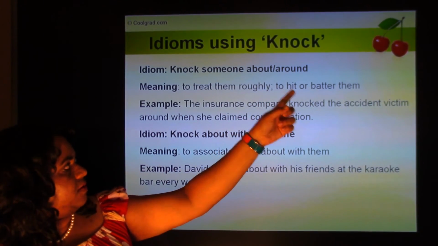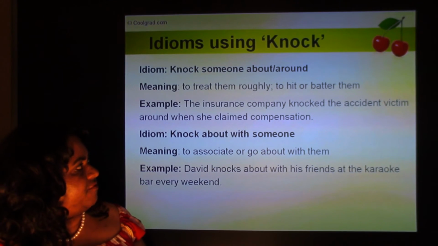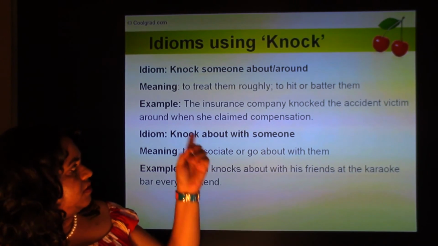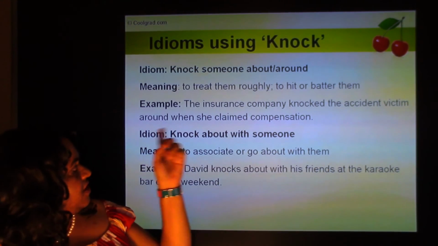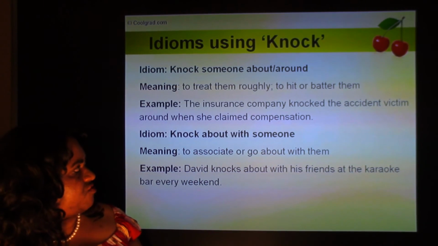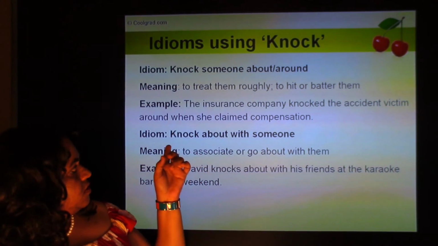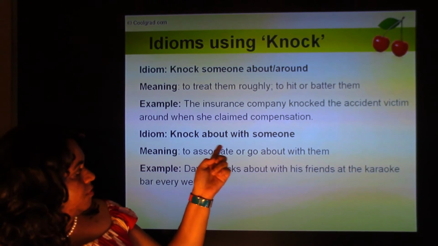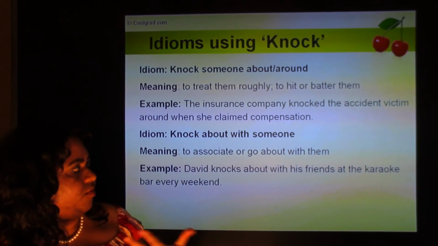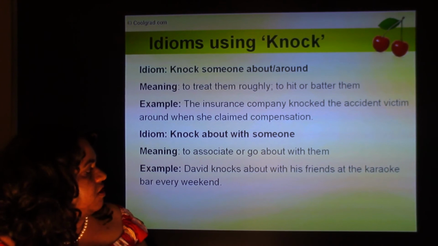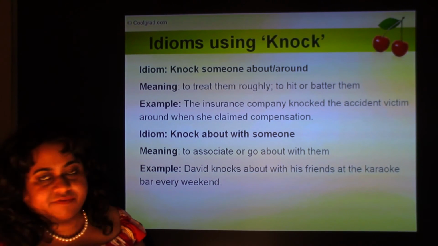Knock someone about or around. To treat them roughly, to hit or batter them. The insurance company knocked the accident victim around when she claimed compensation. Means you treat them roughly. Knock about with someone means to associate or go about with them. So David knocks about with his friends at the karaoke bar every weekend.